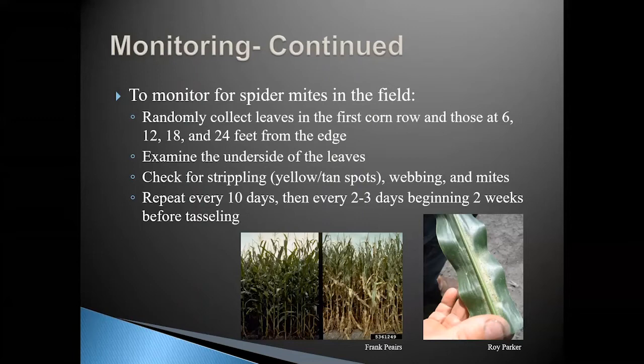And you can see in that far right image that on the underside of leaves, often the spider mites are close to that center column, and you can see yellowish, tan spotting there.